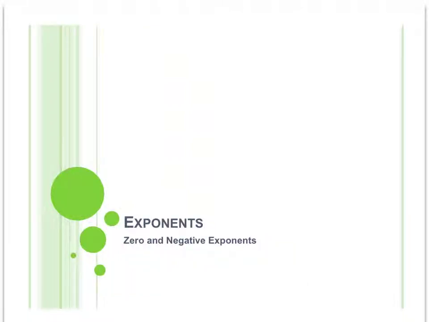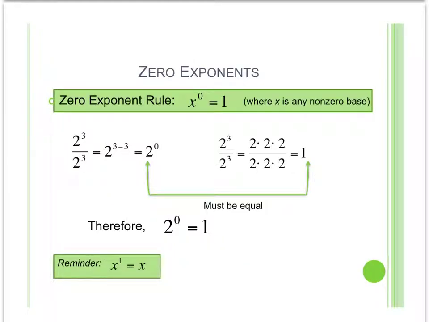In this section, we are looking at exponents and specifically zero and negative exponents. Let's begin by looking at the zero exponent rule. This rule tells us that any base that is a non-zero base raised to the 0th power will always be 1. So let's look at why this is the case.